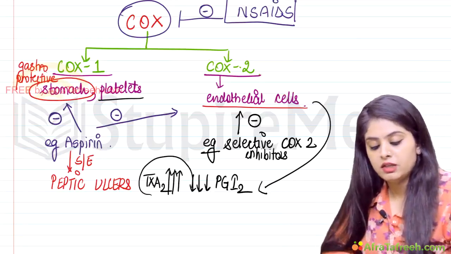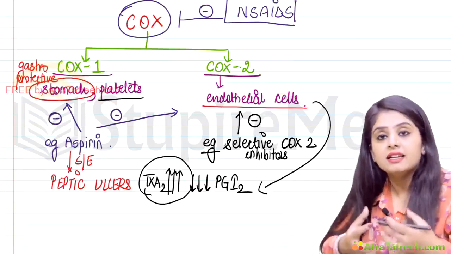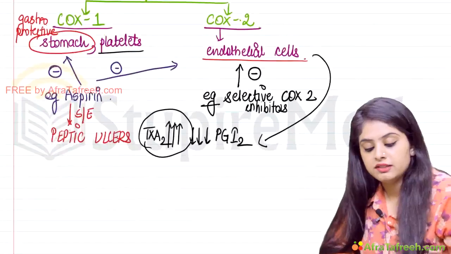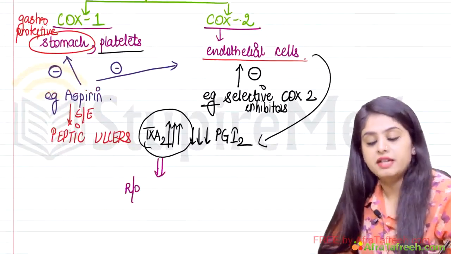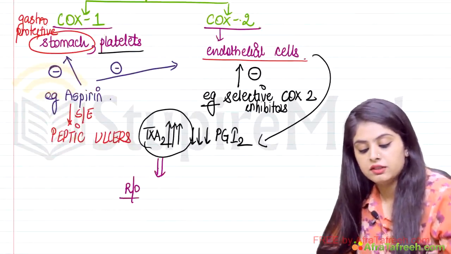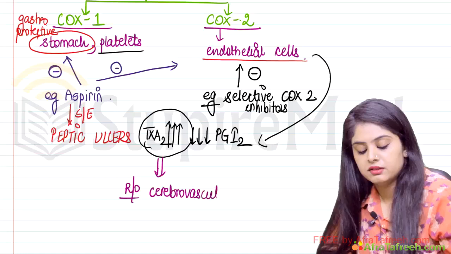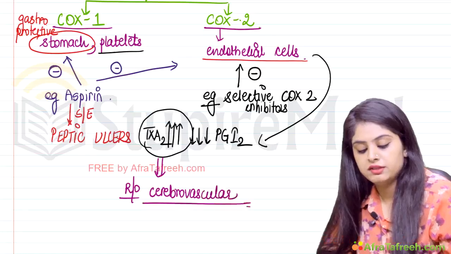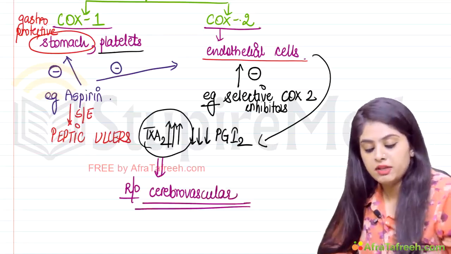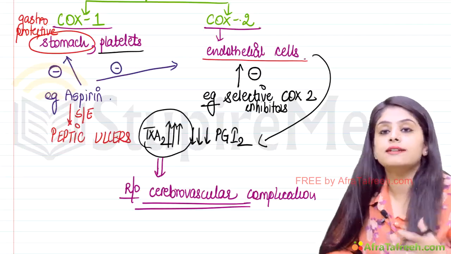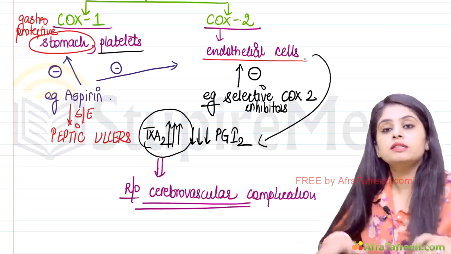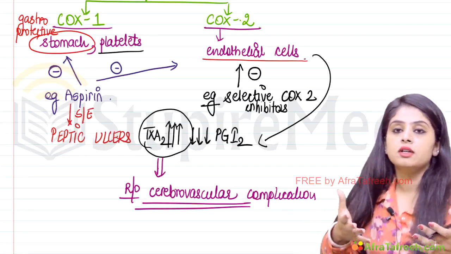Remember, thromboxane A2 was causing platelet aggregation. Thus, we can say that these patients are at a very high risk of certain cerebrovascular accidents, cerebrovascular diseases. So, the complications in this are no less. It is not that selective COX-2 inhibitors will not result in any complication. You need to see the clinical profile of the patient.